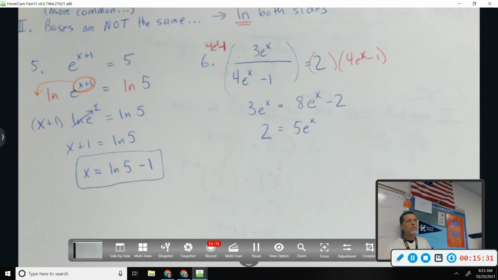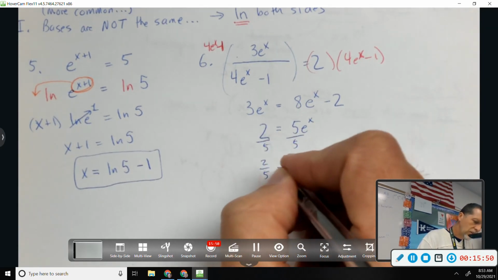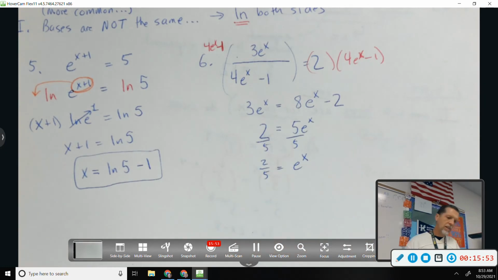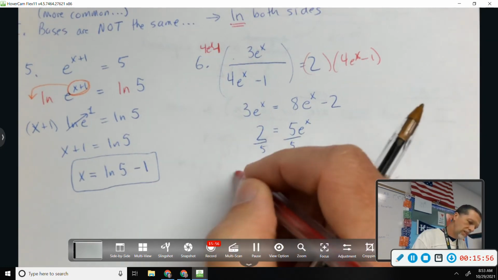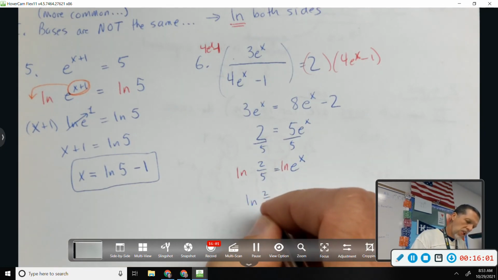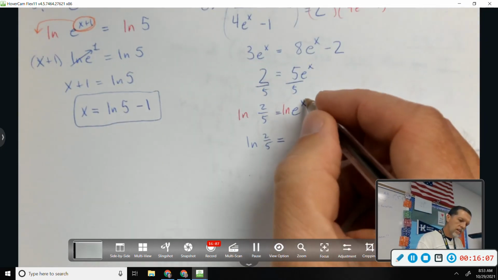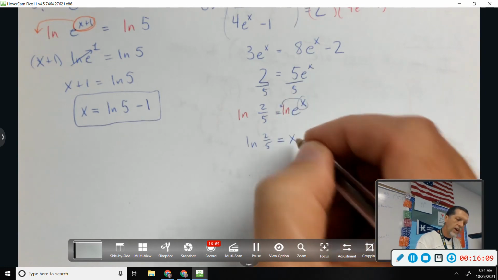Now you have to divide. I could do the ln now, but it's going to make things ugly later. Let's divide by 5 first. You could natural log now, but it's going to make a mess. So e to the x equals 2/5. Now we'll natural log both sides, and you can get rid of the e. So x equals natural log of 2/5.